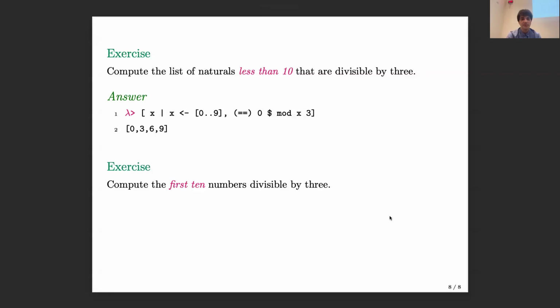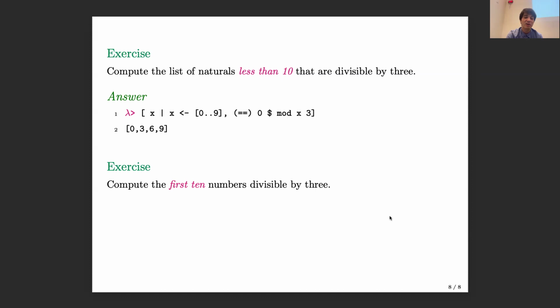Compute the first 10 numbers divisible by 3. Now what? Huh? Yes, that's the answer. But I want everyone to understand that this is fundamentally different than the thing that we did before. So what do we do now? What do we do in our paradigm? Huh? Yeah, that's the answer.